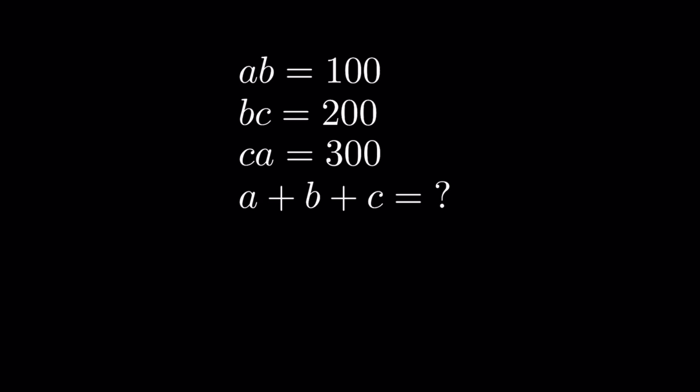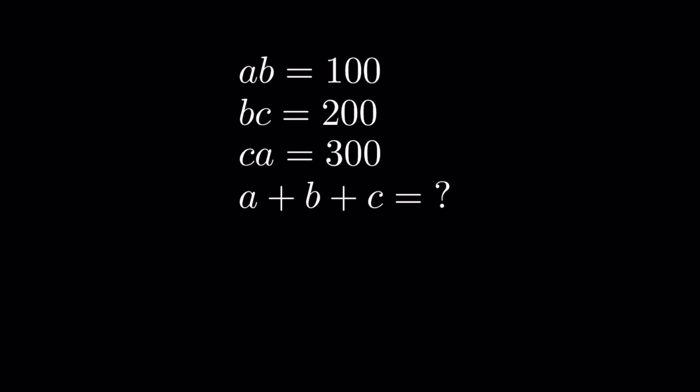If AB is equal to 100, BC is equal to 200 and CA is equal to 300, we have to find the value of A plus B plus C. Do you want to solve it? Pause the video and let me know your answer in the comment section.